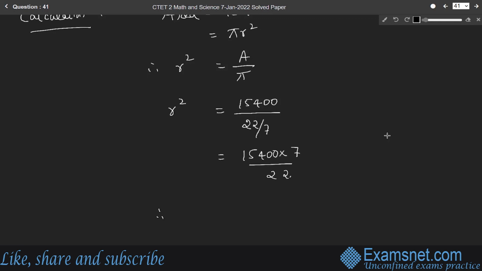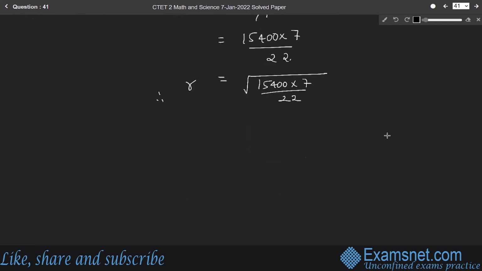Therefore, r is equal to square root of 15,400 into 7 by 22, which is equal to 70 meter. After simplification, we will get r, the radius of the circular field, is 70 meter.